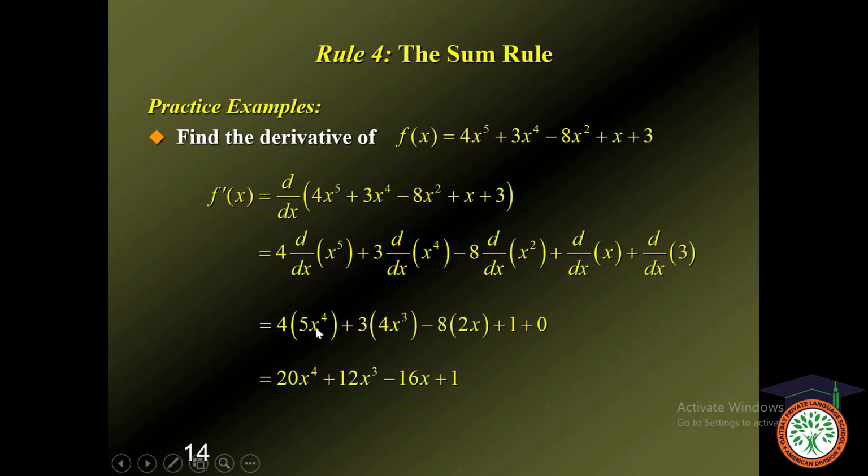4 times 5x power 4, plus 3 times 4x power 3, negative 8 multiply 2x, plus 1, since the derivative of x is 1, and the derivative of 3 is 0. And then let's remove the brackets: 4 times 5, 20; 3 times 4, 12; negative 8 times 2, negative 16; and 1 plus 0, it's 1.